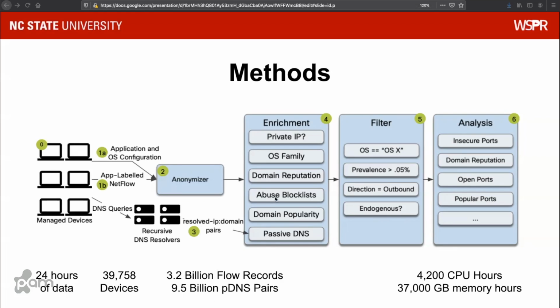We then went into our enrichment, join, filter, and analysis phase. We restricted traffic down to only macOS devices and to apps that had significant prevalence in our population. Overall, it took us 4,200 CPU hours and 37,000 gigabyte memory hours to process and analyze this data. There was a lot of it.